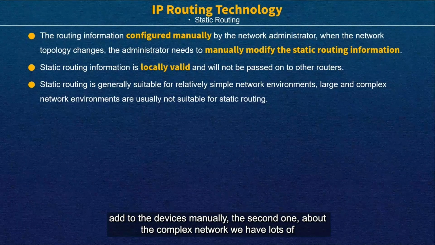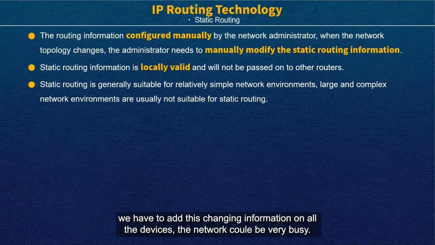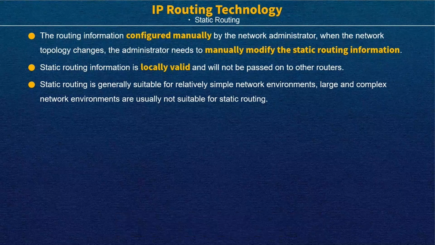The second reason is about complex networks. Maybe we have lots of devices, and we usually change the network topology, and a link may be deleted or edited. We have to add this segment information on all the devices. The work is too busy.